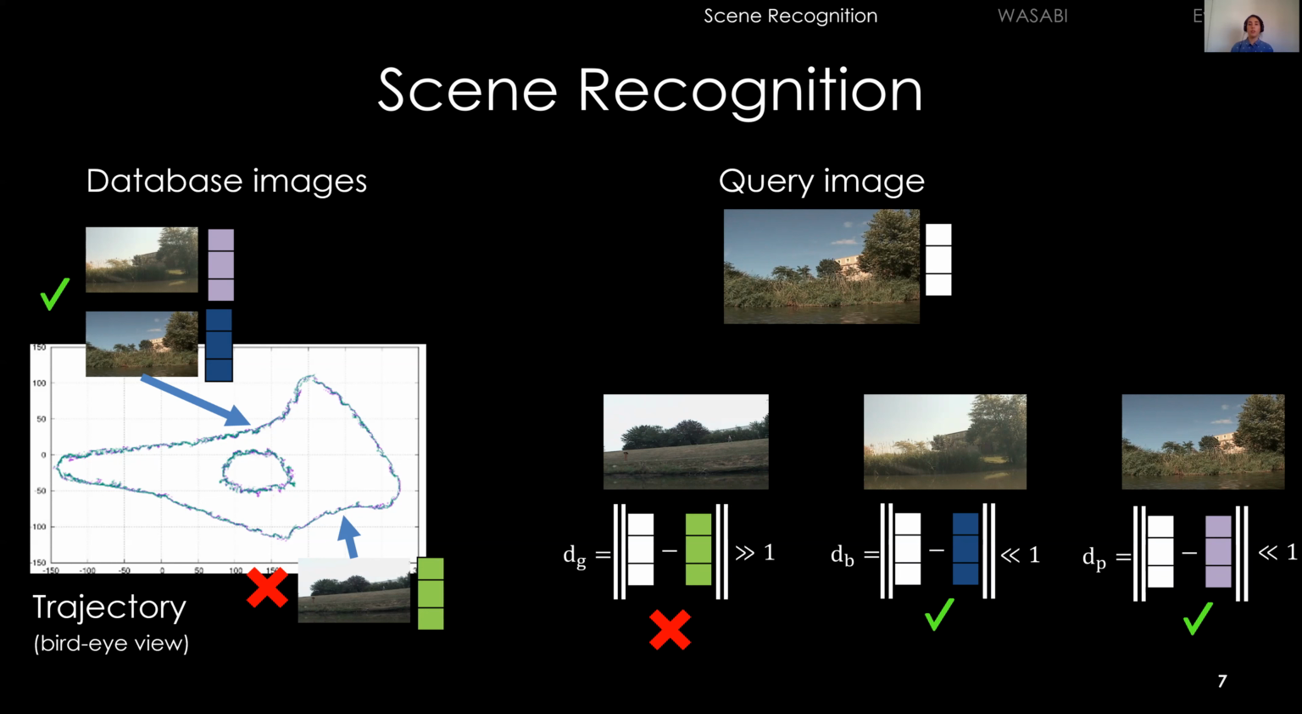The main challenge is to define descriptors that depend only on the structure of the scene and not the appearance of the scene. For example, here, the two images associated with the blue and the purple descriptors depict the same scene as the query image. However, the blue image and the query image do not have the same appearance because of a change of season. The contribution of this paper is to define a descriptor that is invariant to these appearance variations.